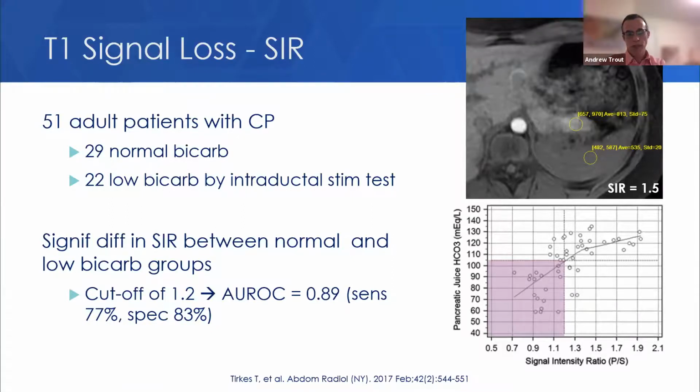And what they found was that a signal intensity ratio of 1.2 had an area under the curve of about 0.9 to predict the presence of low bicarbonate secretion. And so what that's saying is a pancreas that is 20% or less brighter than the spleen suggests loss of enough signal to be linked with low bicarbonate secretion and exocrine insufficiency.